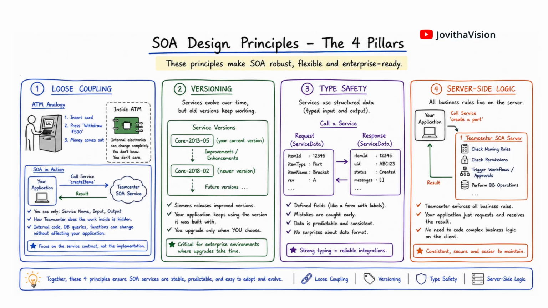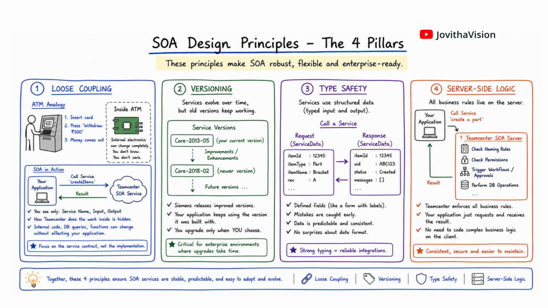Those three things stay the same. Everything else can change. Principle number two, versioning. Over time, Siemens improves their services, but they can't just change a service and break everyone who is already using it. So every service has a version in its name. For example, Core 2013-05. If Siemens improves a service in 2018, they release Core 2018-02. Your old application keeps calling Core 2013-05 and it still works. You upgrade only when you choose to. This is very important in enterprise environments where upgrades take months of planning.